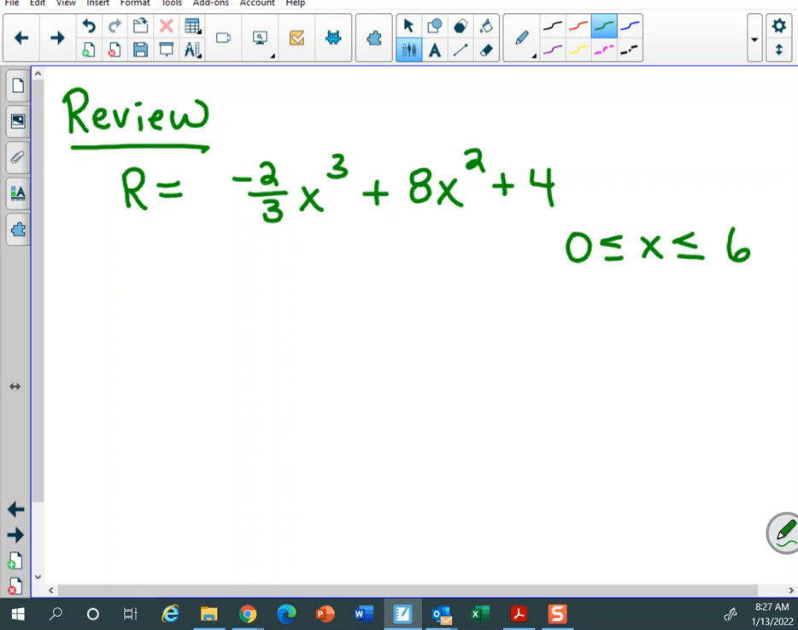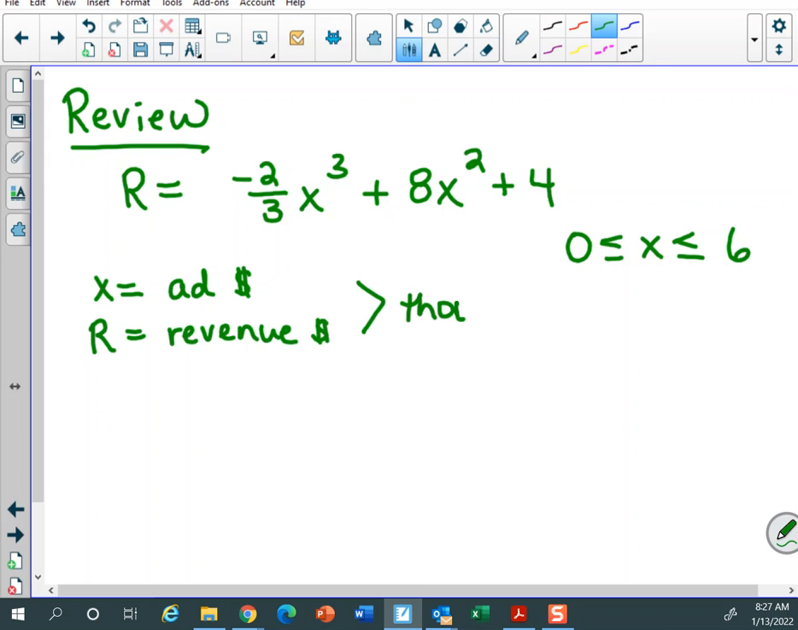All right, so in this particular function, again, X is going to represent number of dollars spent on advertising. R is going to represent dollars collected in revenue, both of those in thousands.